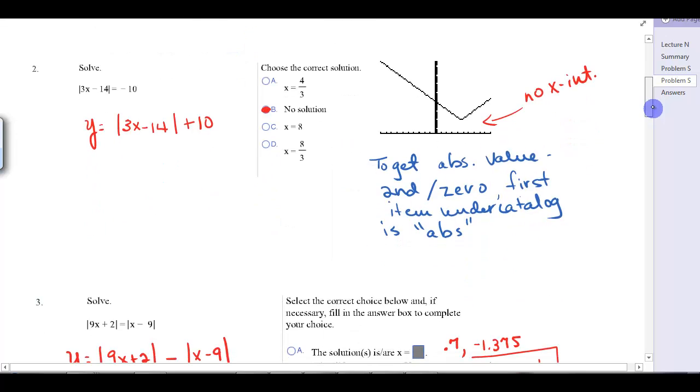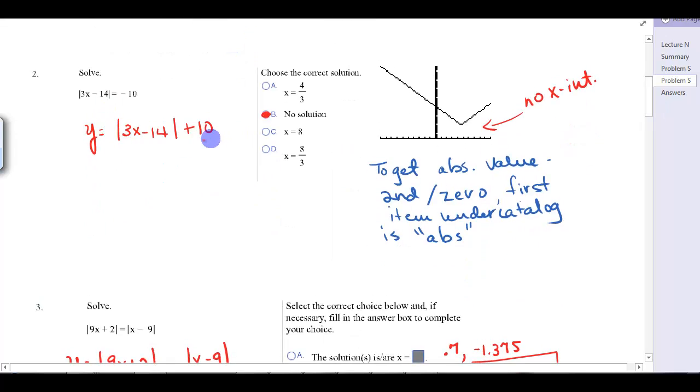Let's look at number 2. All right, number 2, when we put it in the way we said, here's y1 and y2 would be equal to 0. You get this picture. There are no x-intercepts, and so it's no solution.